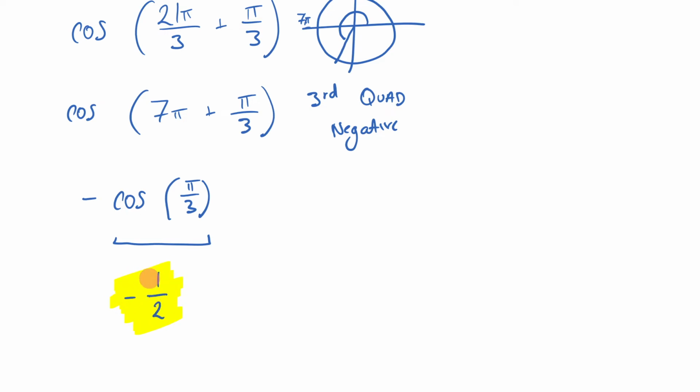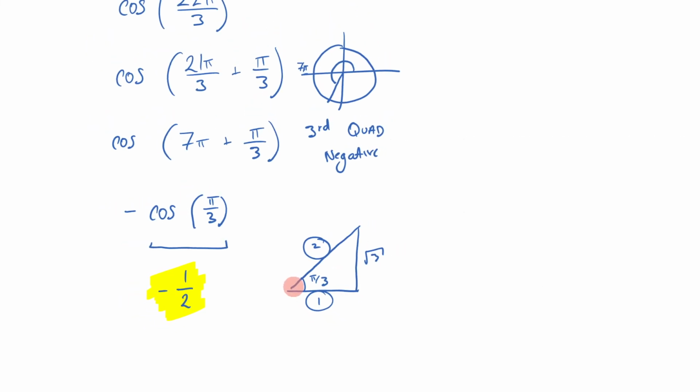If you're struggling to figure out what cos of pi on 3 is, you can use your special triangles at this point. You'd be referring to where you wrote it at the very beginning of the test. The square root of 3, 2, 1, pi on 3 is there. Cos is adjacent over hypotenuse, it's a half. So that's how you can think it through.